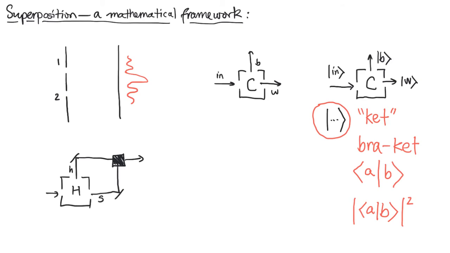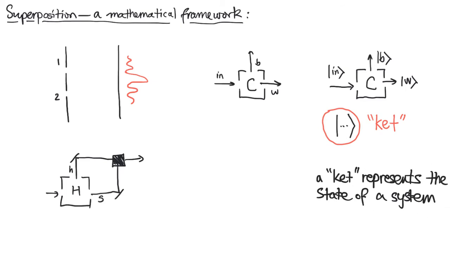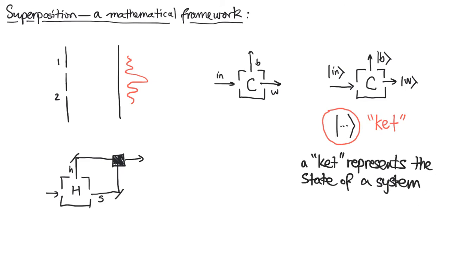For now, we're going to put all of this aside and just focus on these kets. And the main idea is that a ket is a visual object that represents the state of the system. So for example, in the color box here, we have an electron at the input, and we can represent that state as the input ket. After going through the color box, if it comes out the blue port, that electron is now in the blue state, so it has a ket with a B in it. And if it exits the white port, it has a W ket, meaning that the electron is in the white state.